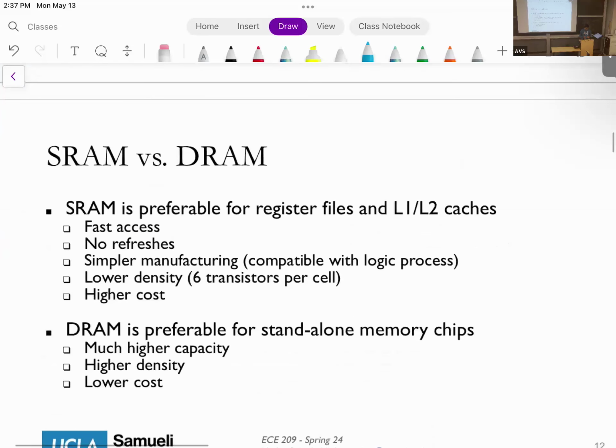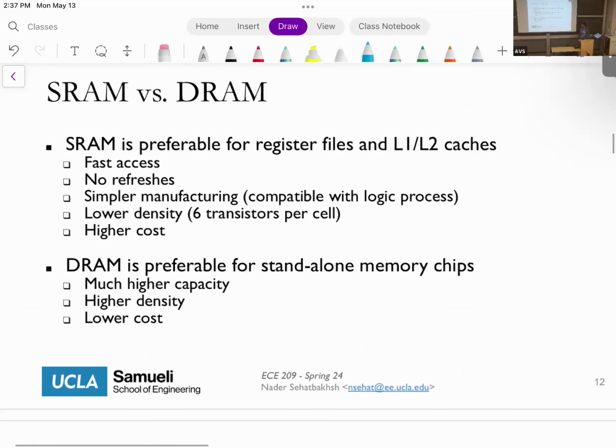So a quick comparison between DRAM and SRAM. SRAM is preferable for register files, L1, L2, because it's fast and they don't need refresh. Manufacturing is simpler. It's much bigger. In other words, the density is lower, and the cost is much higher because of the density. But it's much faster, right? So that's why we use it for caches. DRAM is preferable for standalone memory. That's why it's the dominant technology for main memory. Okay.